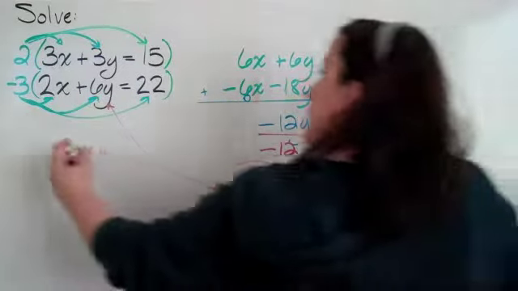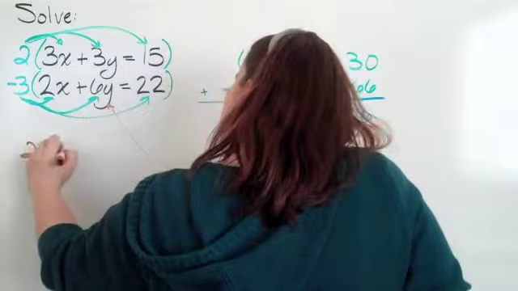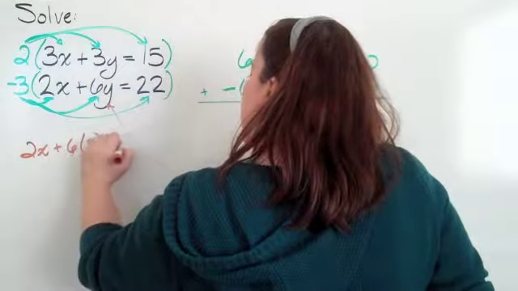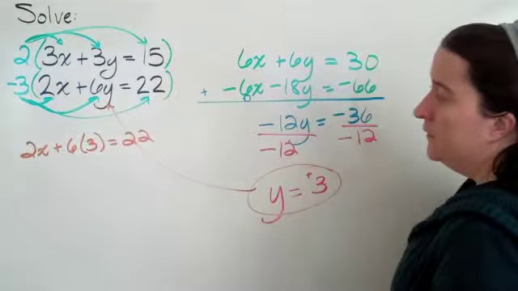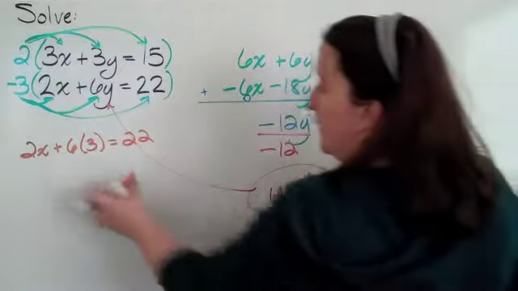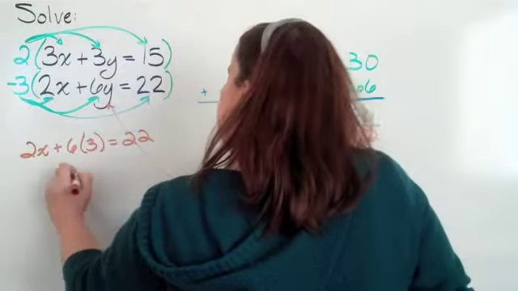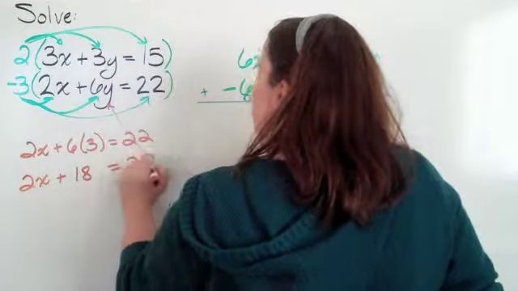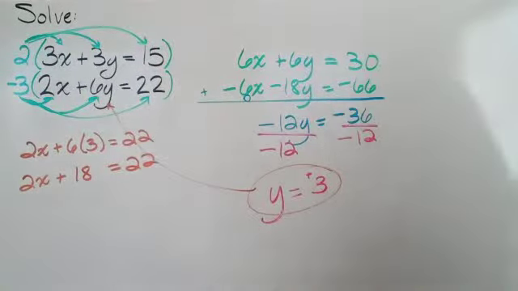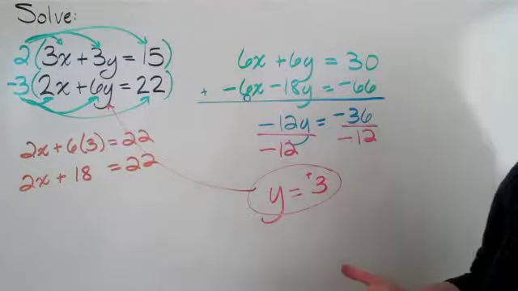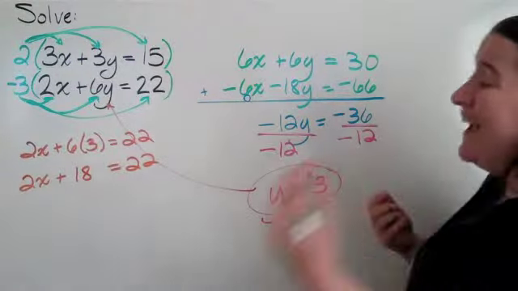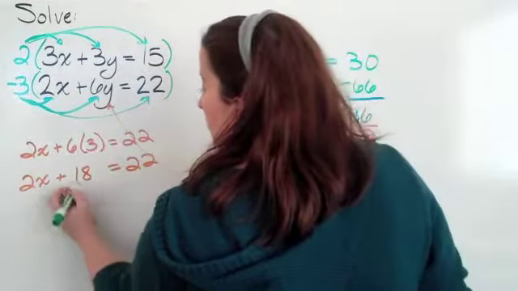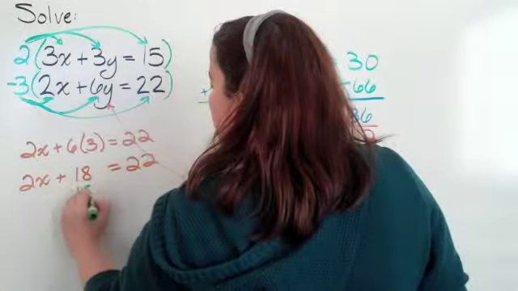So to do that, I'm going to go 2x plus 6. Instead of writing the y, I'm going to substitute in a 3 equals 22. Okay, simplifying my equation, I have to do the parentheses first, so 6 times 3 is 18. And I still have the 2x on this side, equals 22. My goal is to get the letter by itself. So I have to get rid of anything added or subtracted to the letter. So in this case, it's a plus 18. To get rid of it, I move the 18 over to the other side by writing it underneath itself.